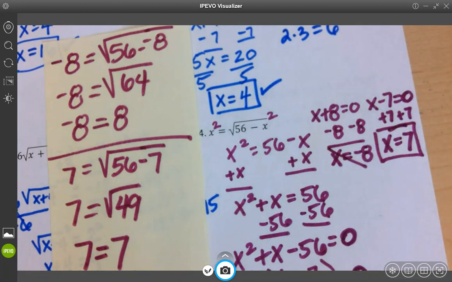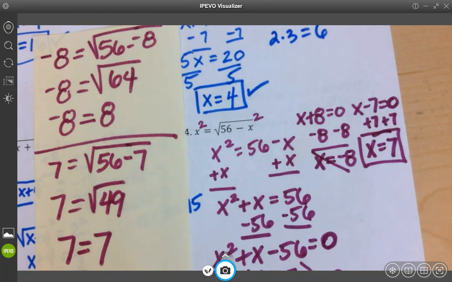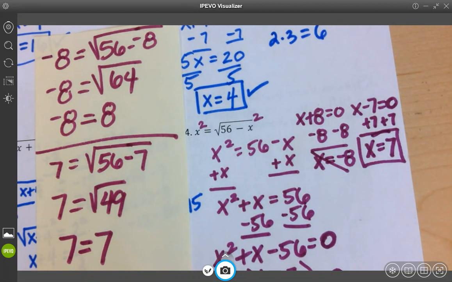We did all the steps right. It's just that we had an extraneous solution and that happens. That one was tricky because we didn't know we were squaring a negative number when we did the problem. All right, any questions on that one before we move on? Remember, you got to throw out the -8 and then keep the 7.